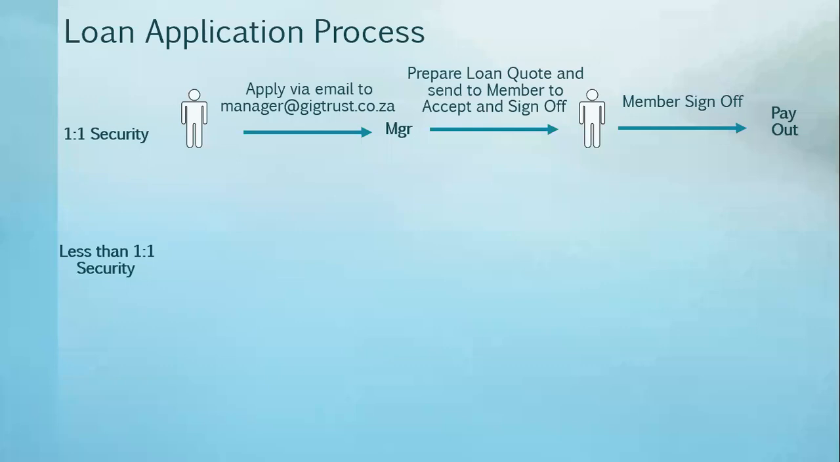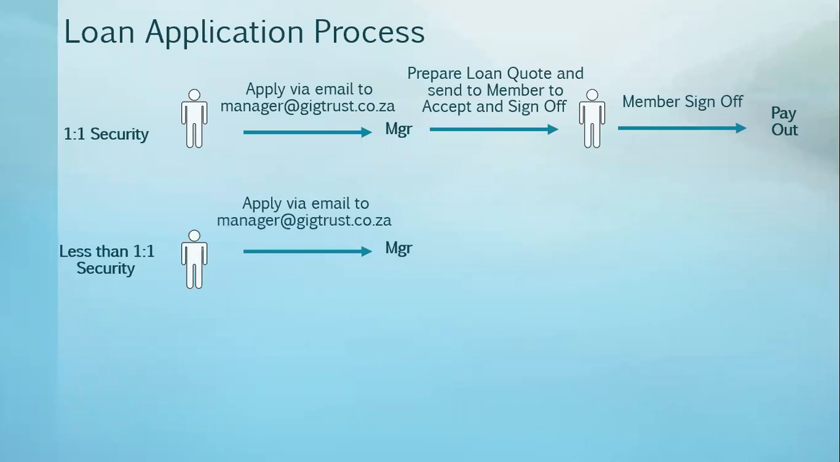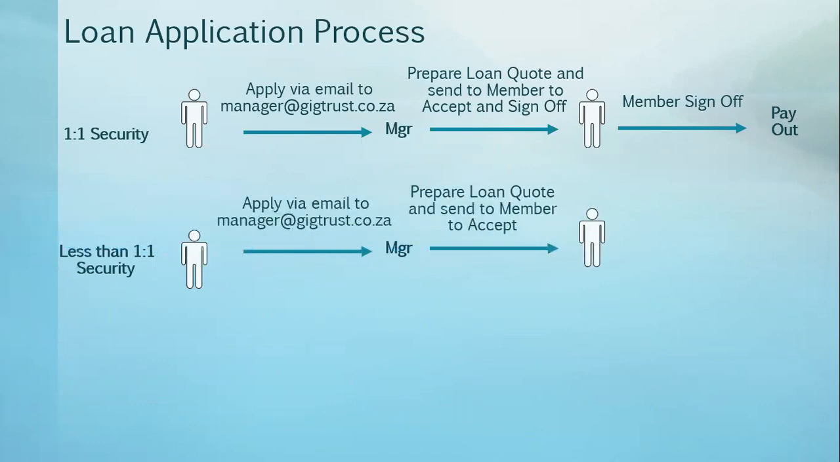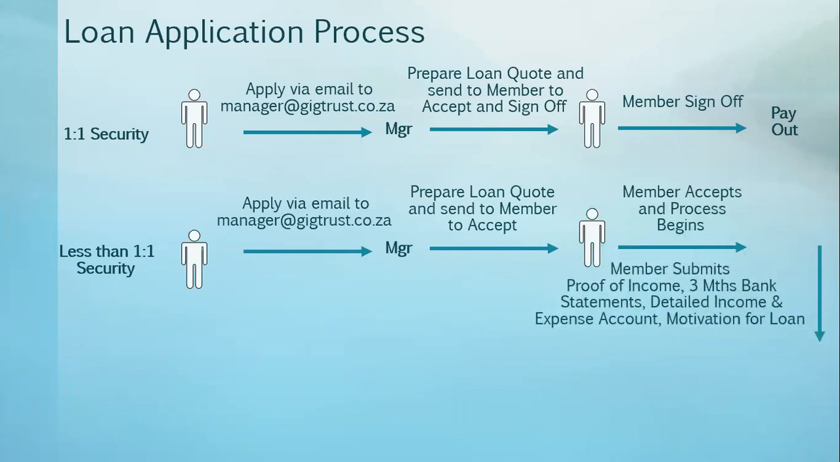The second process is what normally happens if you borrow 2-to-1 or 3-to-1. So again, you start the process with apply via email to manager@geektrust.co.za. Aaron will then send you a loan quote to accept, and then if you return it, that starts the process. Now the process dictates the following.